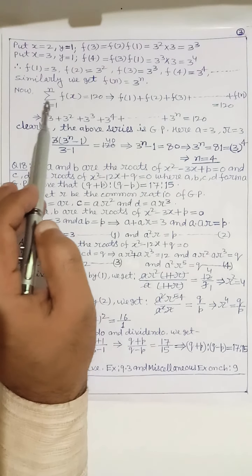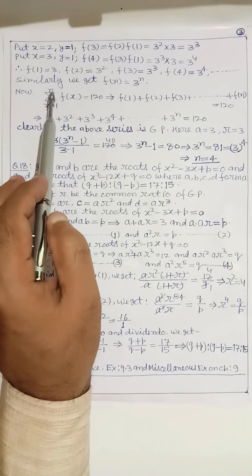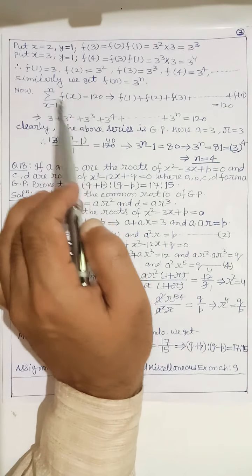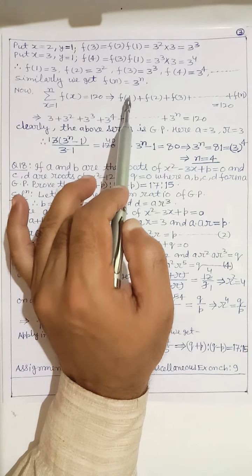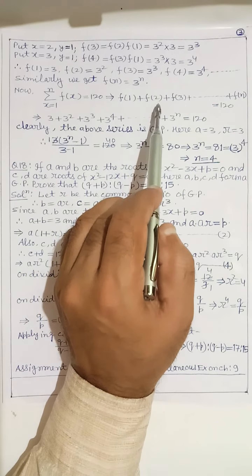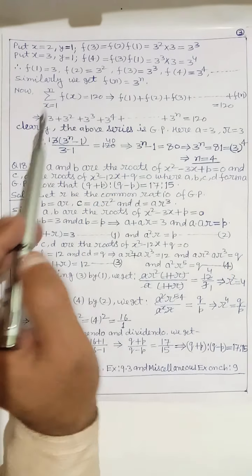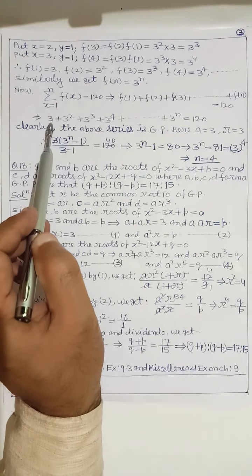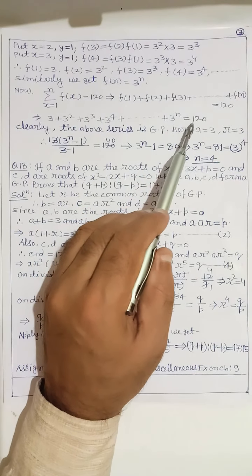Now here, summation fx where x varies from 1 to n, this is equal to 120, already given. So here this is the sum of n terms, here f1 plus f2 plus f3 and so on plus fn, and here already we found above, 3 plus 3 square plus 3 cube plus 3 to the power 4 plus and so on, 3 to the power n equal to 120.